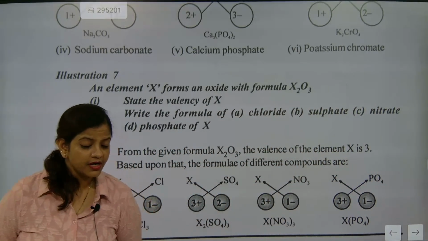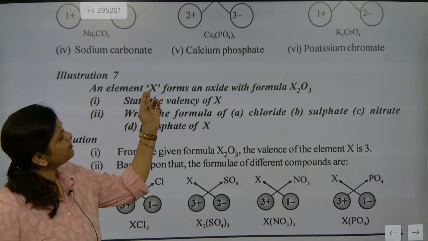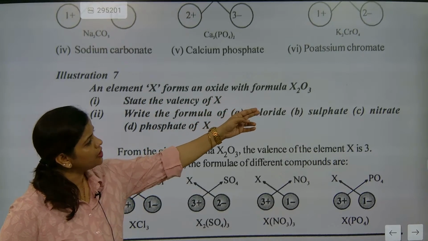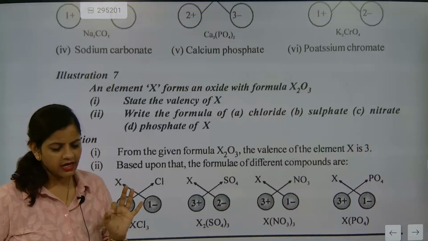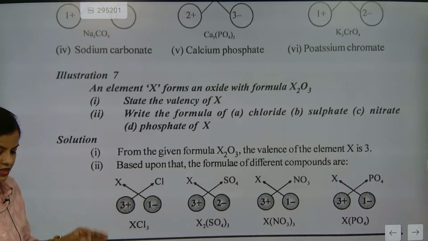This is very important. Let's check this one out. An element X forms an oxide with formula X2O3. Understood? An element X is there. It is forming an oxide. It is forming what, beta?